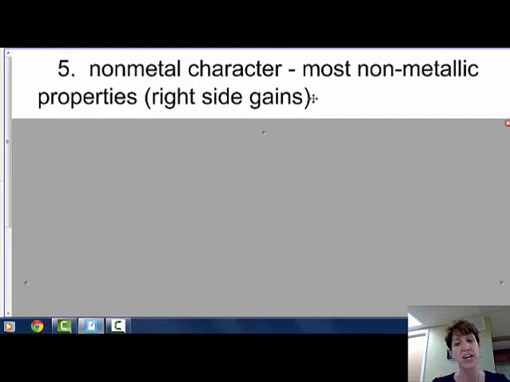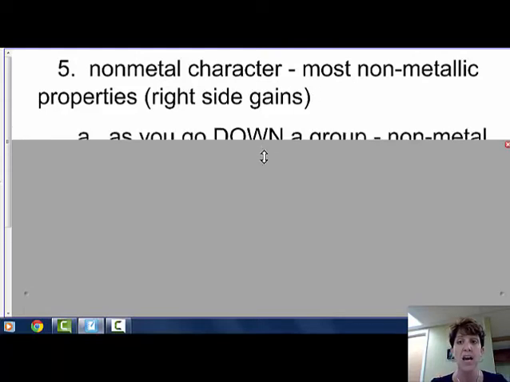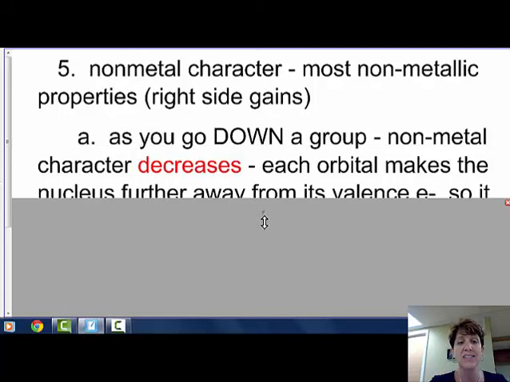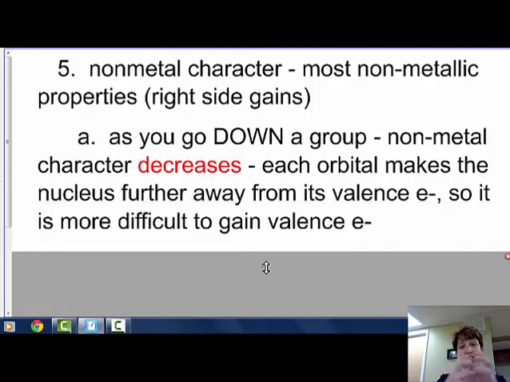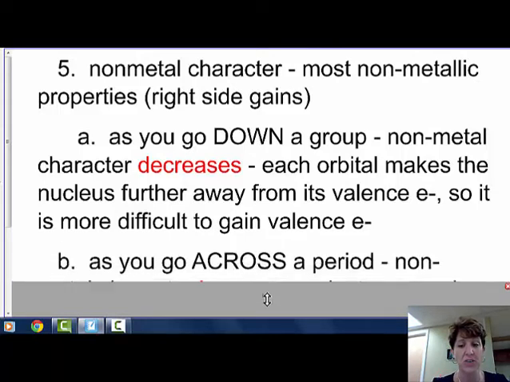Next one here, non-metal character. So this is the opposite, except remember, I don't want to include those noble gases, but the most non-metallic properties is all about gaining electrons. So as you go down a group, it is becoming less and less like a non-metal. It's becoming more like a metal. So as you go down a group, that character decreases.